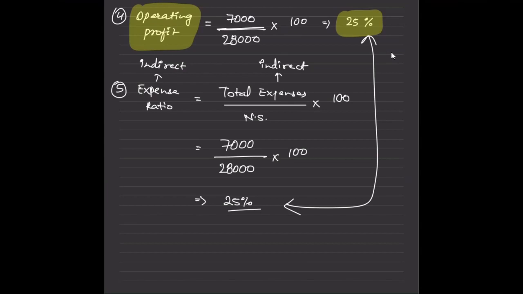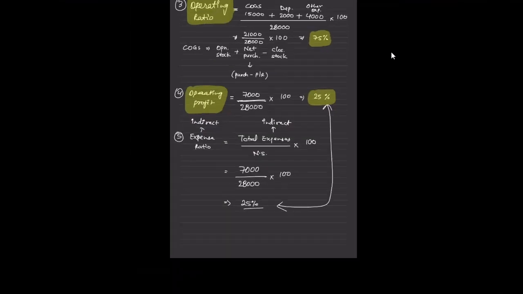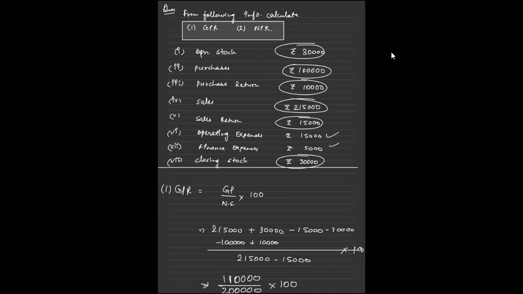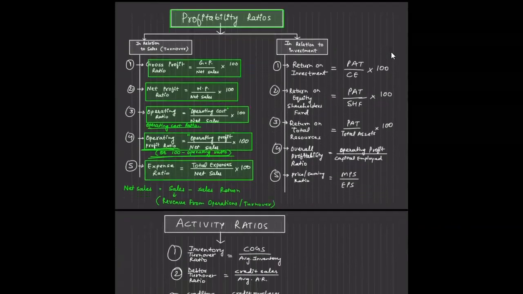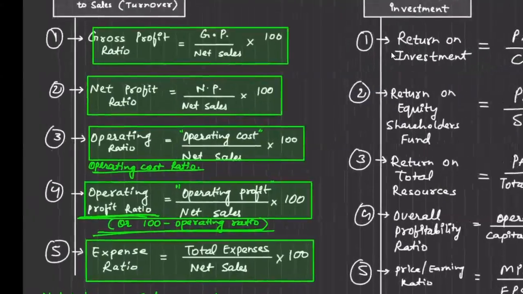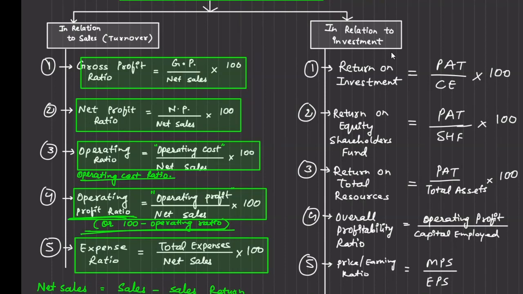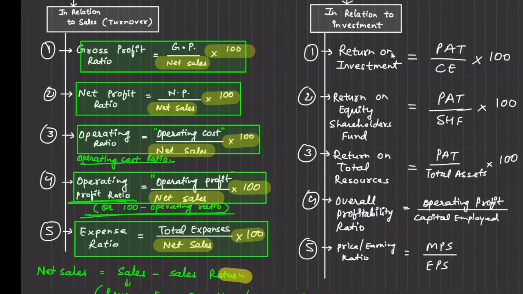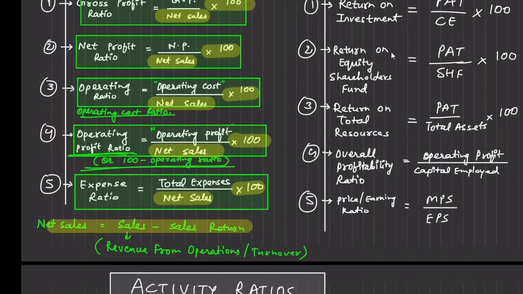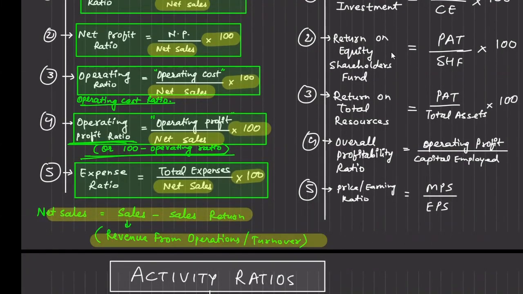Okay. So just remember that this is the procedure to calculate all the ratios, which are your five types of profitability ratio in relation to your sales, because we are taking the denominator as your net sales. Everywhere you can see we have taken the denominator as net sales and we have multiplied by 100 because we want this answer in percentage form. What do you mean by net sales? Net sales is nothing but your sales minus sales return. And sales is also called revenue from operation or turnover.